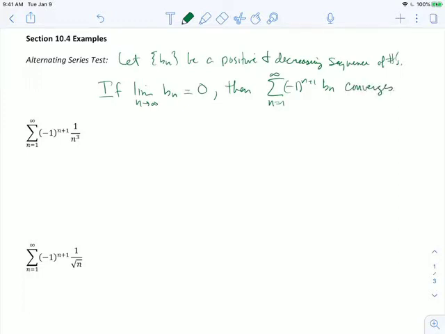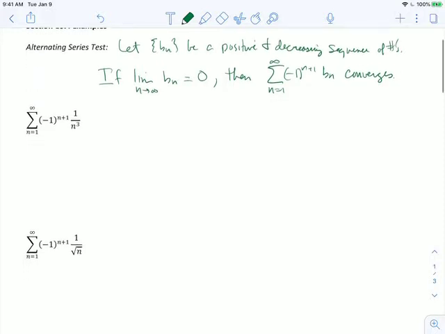So this is one time where the limit of the general term being 0 actually allows us to conclude that the series converges. Ordinarily that's not the case, but in the case of an alternating series, if the general term is heading towards 0 and the sequence of positive numbers is decreasing, then you've got a convergent series. So let's look at a couple of examples here.